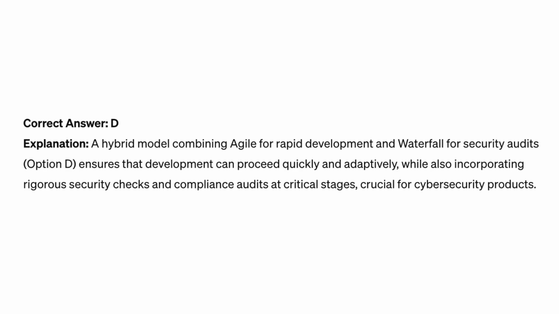Correct answer D. Explanation: a hybrid model combining Agile for rapid development and Waterfall for security audits. Option D ensures that development can proceed quickly and adaptively while also incorporating rigorous security checks and compliance audits at critical stages, crucial for cybersecurity products.